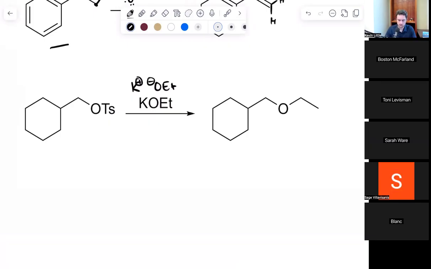Another little thing that this question is kind of poking at is what is ET? ET is ethyl. So this is an oxygen, a negatively charged oxygen with an ethyl group on it, right? That's what ET means. So another part of this question is what is TS? What is this OTS? Yeah, this is a leaving group.